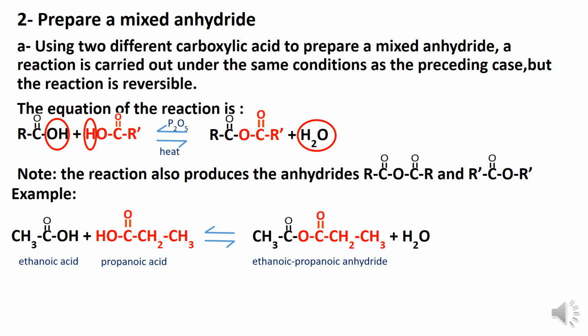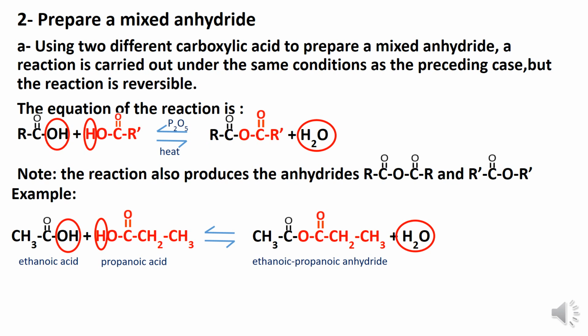We will take ethanoic acid and propanoic acid, two different carboxylic acids. The same thing, the OH is removed from the ethanoic acid, the H is removed from the propanoic acid, especially from the OH, from the hydroxyl group, in order for water to be formed, or by elimination of water and formation of a mixed anhydride, which is ethanoic propanoic anhydride.